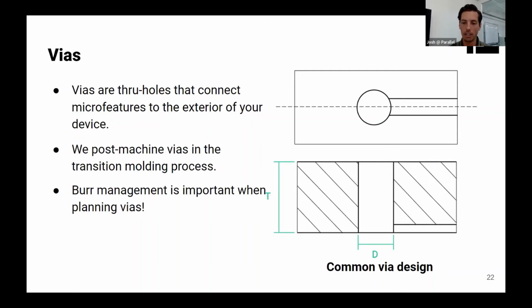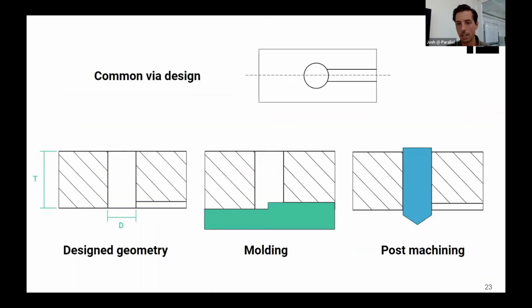If we look at the common via design that we see here from a section view, on the left we have the design geometry that we want. The way that we're going to form this is we're going to mold the channel. That's this section here, and the mold is going to look something like you see in the middle, where the channel is going to extend a little bit into where the via would be. We're going to mold that in place. You'll have to use your imagination a bit; the hole wouldn't normally be here in the molding process.